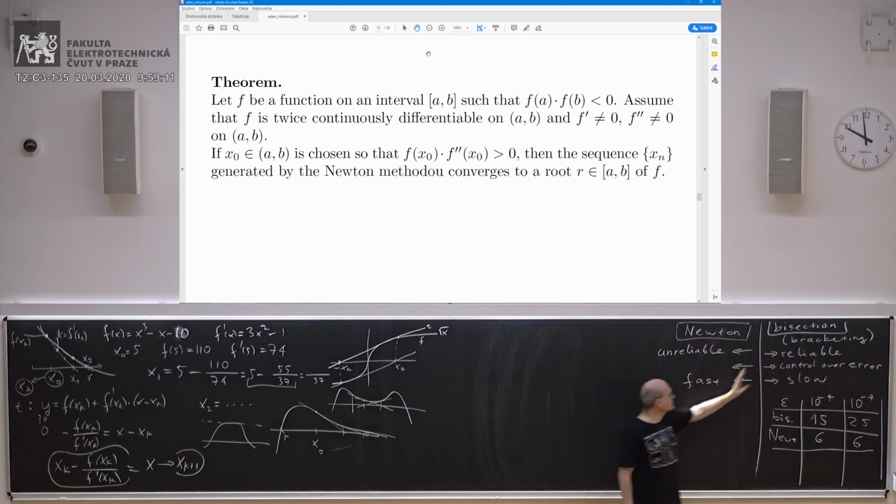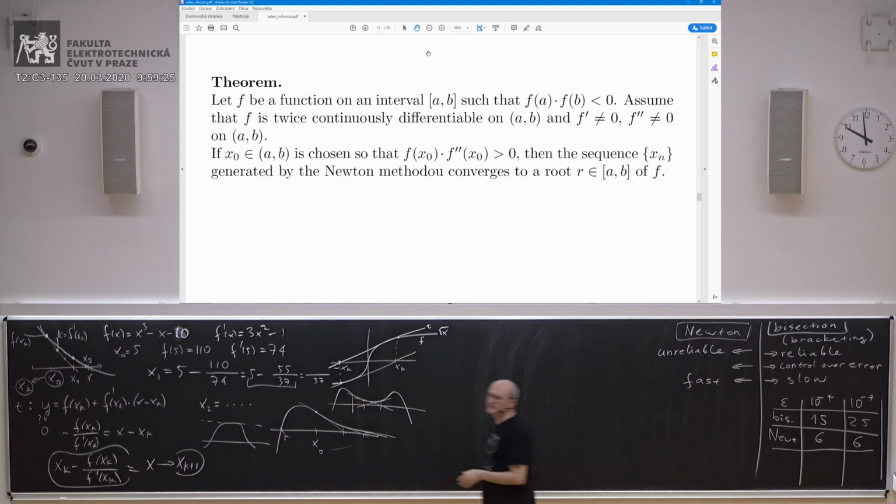So what people do, they start with a bracketing, they narrow down the root, but they are not going to go to extremes. They just narrow it down reasonably to get a nice situation. And in the nice situation, you apply the Newton method and you get very fast, a very good approximation. So there are different strategies that people use. Anyway, let's go back. Unreliable, in some situations there is a theorem. Error control. No error control.